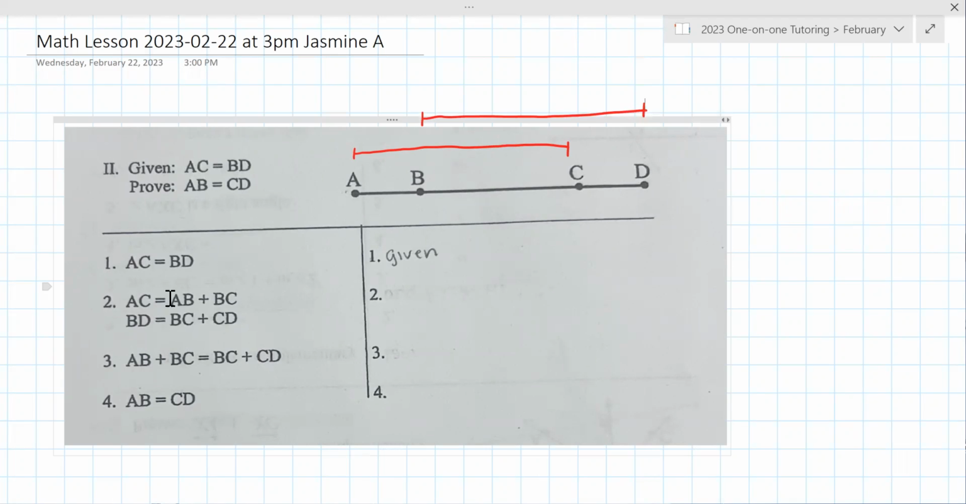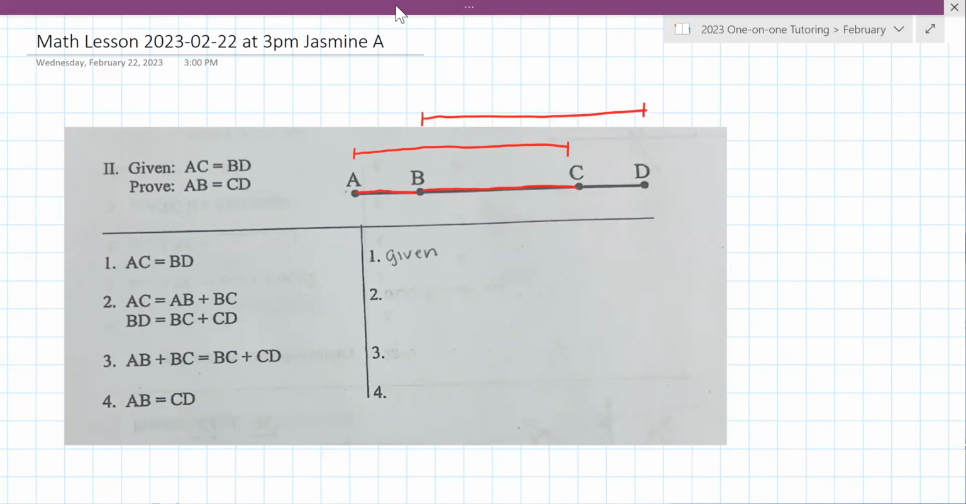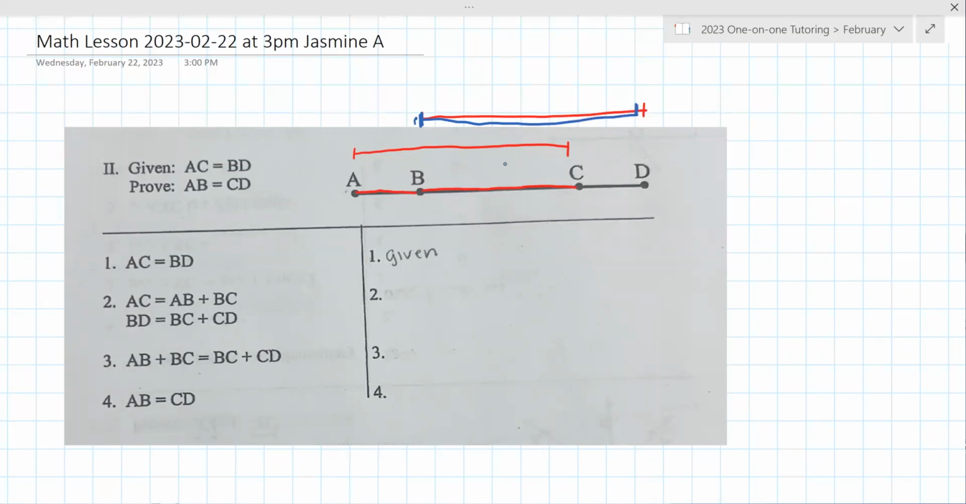It says here that AC is equal to AB plus BC. So basically it's saying that the little parts make up the big part, and the same thing with BD. We'll do that in blue, I guess. BD is BC and this right here.